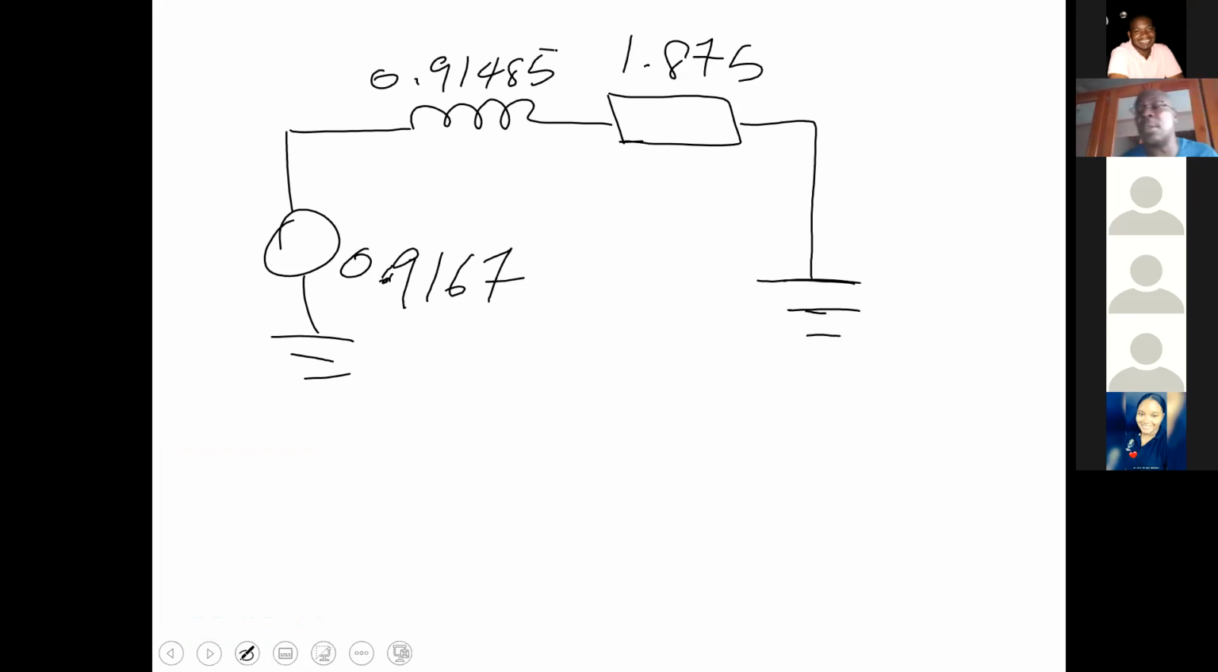Okay, so from this, students, you can find your per unit current. So this is at angle 0, and we're finding I per unit. So the per unit current throughout the network would be the same in this instance, because it's a series connection.